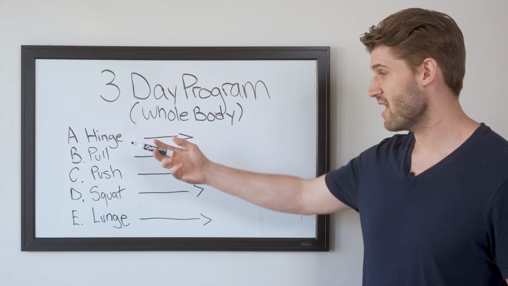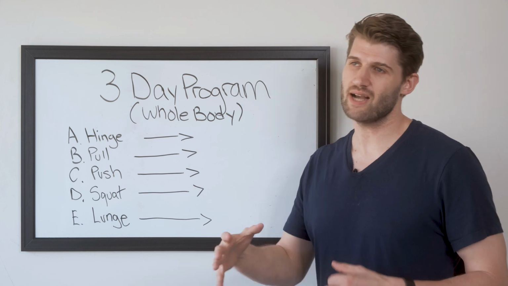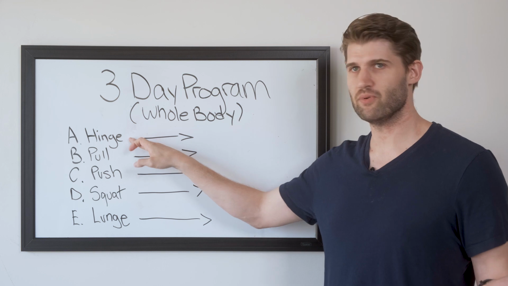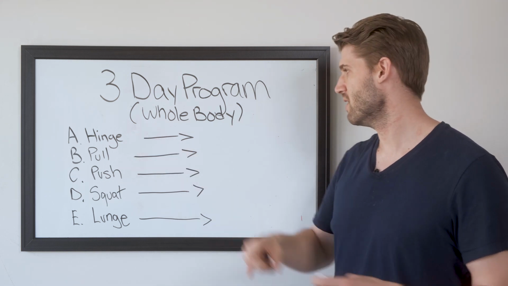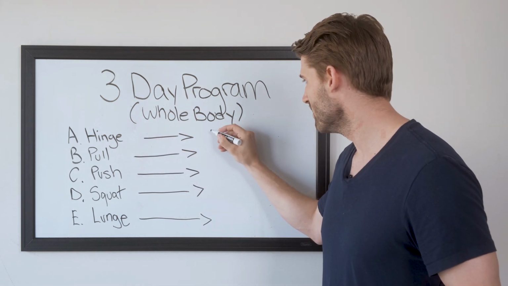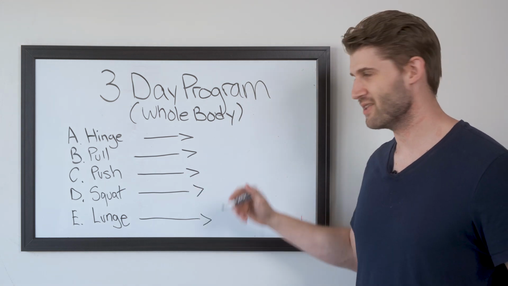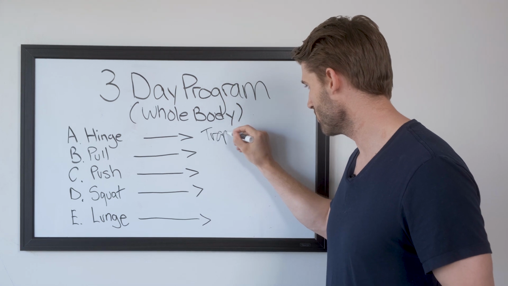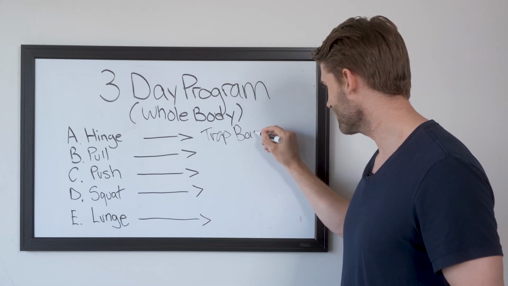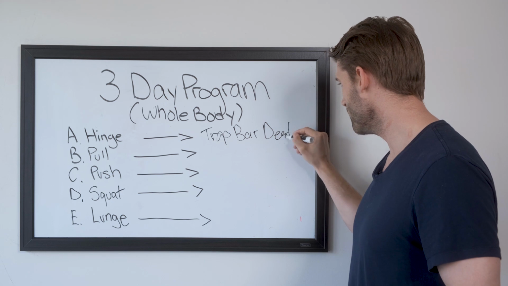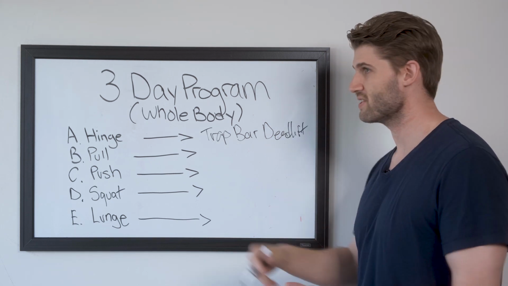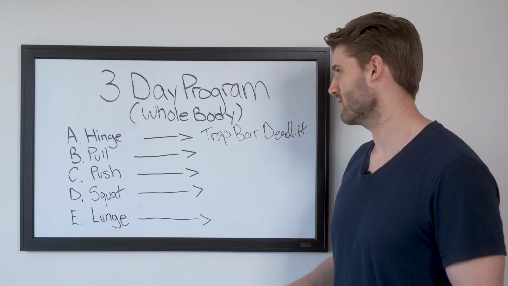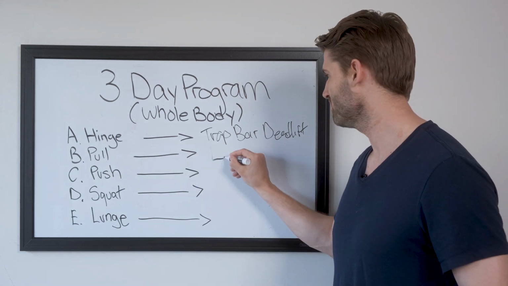But basically, hinge: I let hip thrust fall into the hinge category, but the best example is deadlift. So I'm going to start off with a trap bar deadlift, but this could be a conventional deadlift, or all kinds of deadlift variations. So don't get too obsessed with what we're doing here. Deadlift, and then you'd have your sets and your reps, 3 sets of 6, 3 sets of 8, whatever it may be. A pull, we could go with lat pulldown.